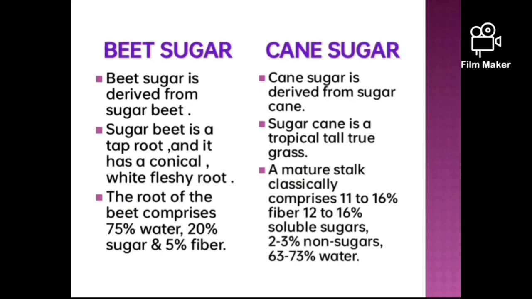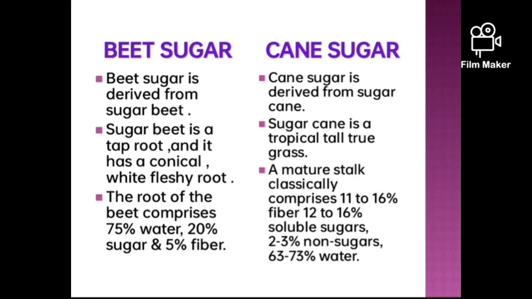Beet sugar versus cane sugar. Beet sugar is derived from sugar beet, whereas cane sugar is derived from sugar cane. Sugar beet is a taproot and it has a conical white fleshy root, whereas sugar cane is a tropical tall true grass.